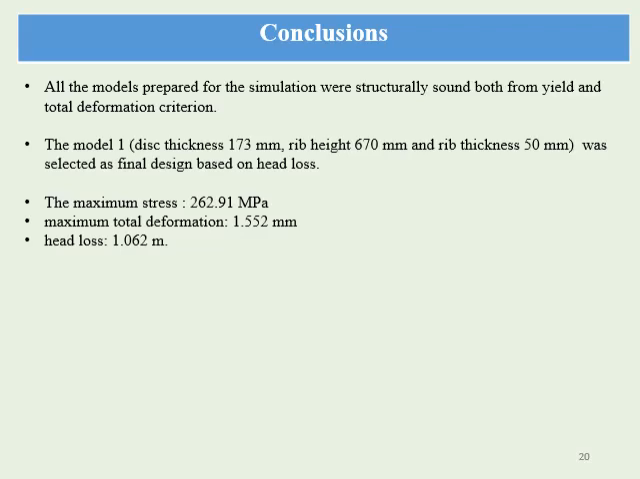The first model was selected as the final design based on the head loss, since it had a lower head loss than every other model. The maximum stress of the model was found to be 262.91 megapascals, the maximum total deformation was 1.552 millimeters, and the head loss was 1.062 meters. In this way, we optimized the design of the butterfly valve.